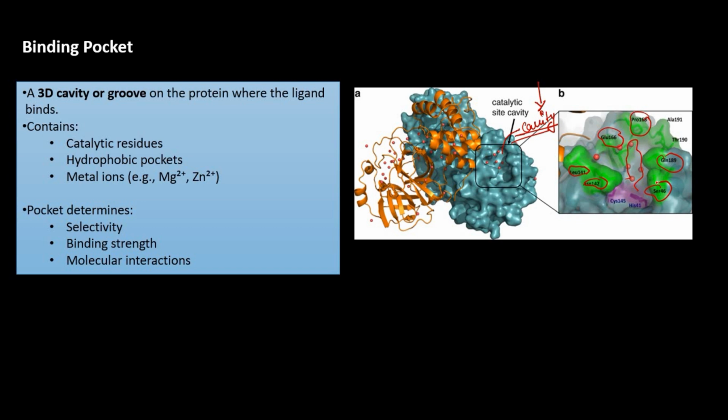Okay, now what is the binding pocket? Binding pocket is a 3D cavity or group of protein where the ligand is bound. It contains the catalytic residues, hydrophobic pockets as well as metallic ions. This pocket determines the selectivity, binding strength as well as molecular interactions. Simply, binding pocket is a site where the ligands will bind.